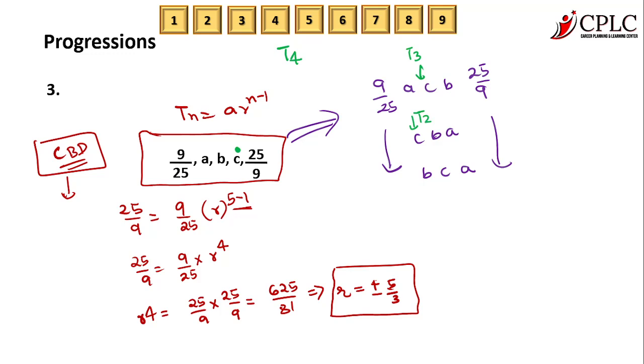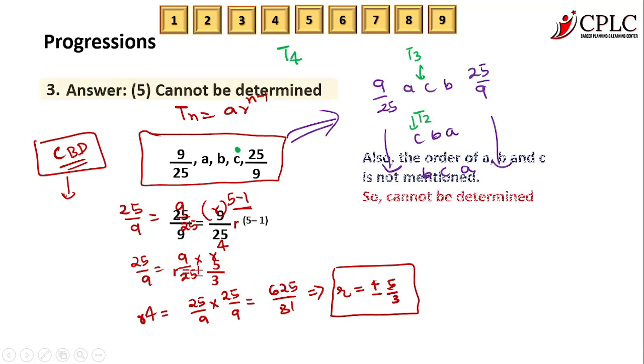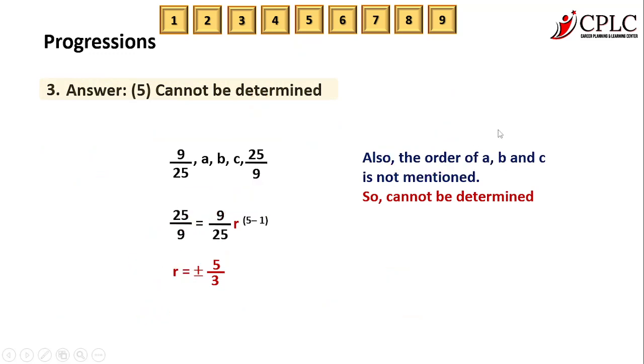So this is what we need to understand in such kind of question, and why the language plays a very, very critical role. Yes, this is the note that the order of ABC is not mentioned. So the answer is cannot be determined straight away. Question number 3.